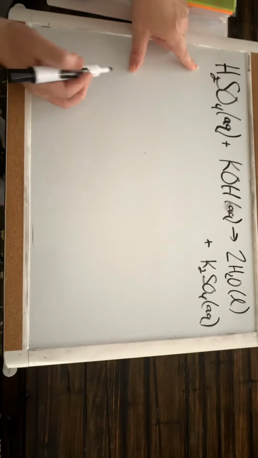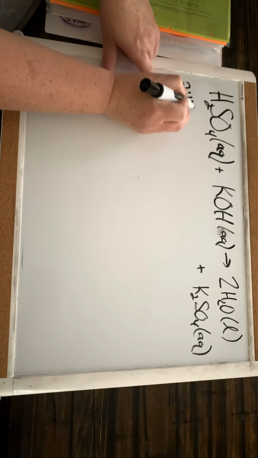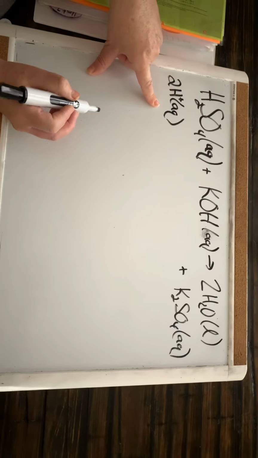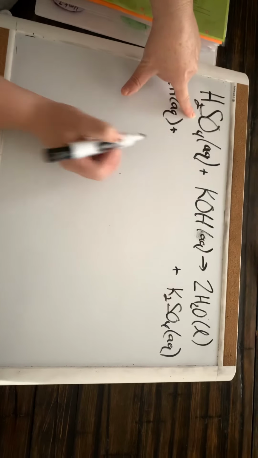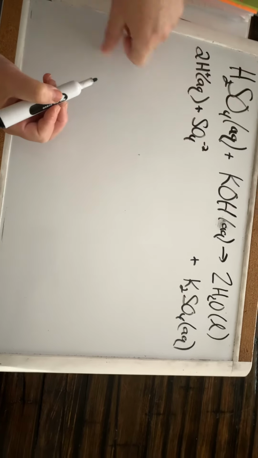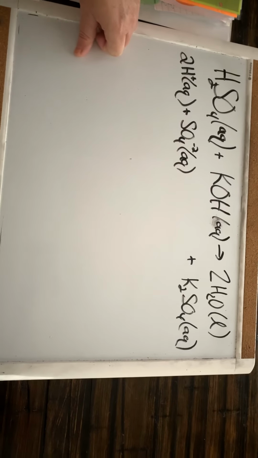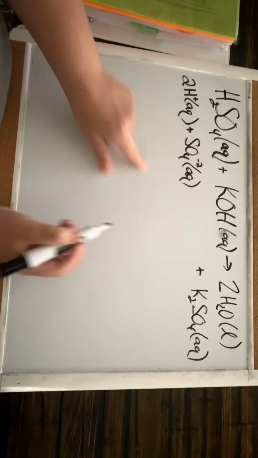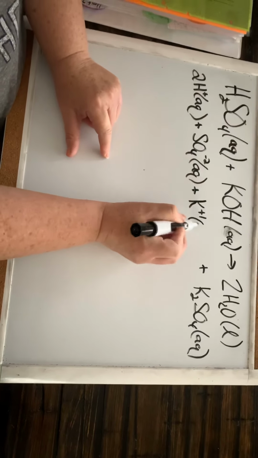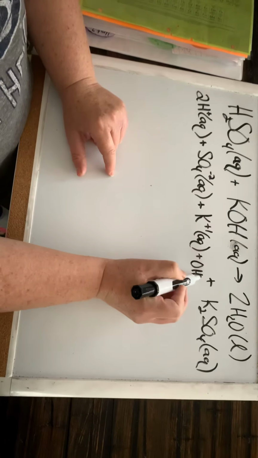Okay, so here you have two H pluses. So 2H plus. Always, always, always put your AQ after your ion. Plus, you have one SO4, and SO4 is -2. I know that because I memorized my polyatomic ions. AQ. This is AQ, so it's going to break down into its component ions. You have a K plus right here. It's AQ. This is an OH minus.